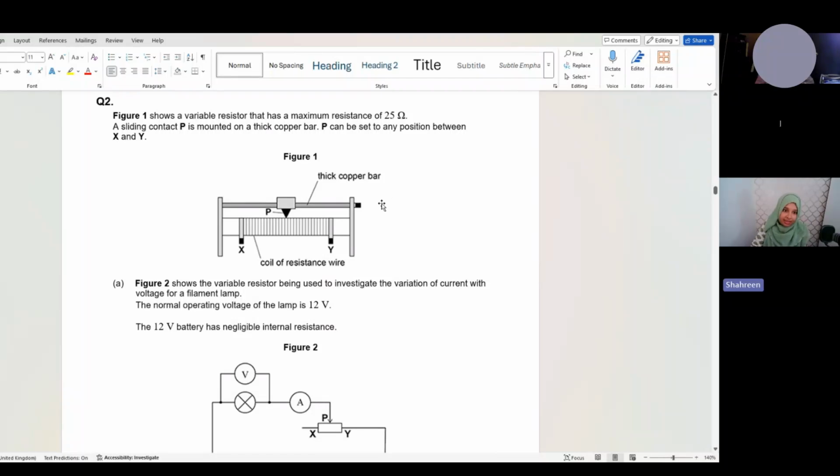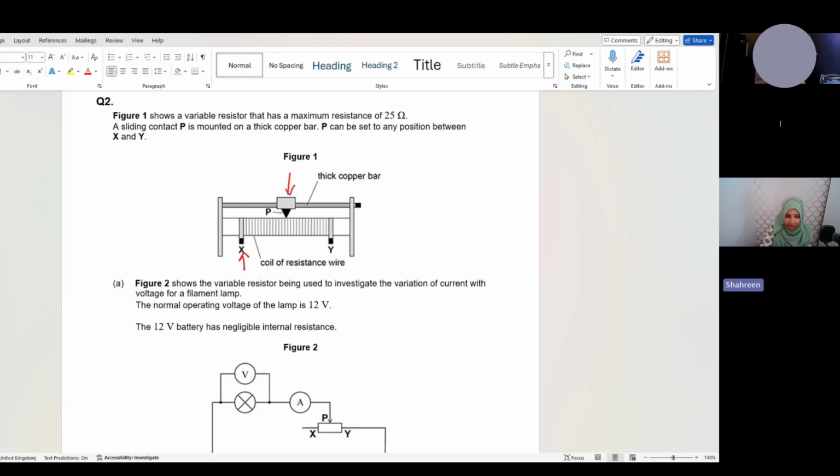Now, over here in this one, Figure 1 shows a variable resistor that has a maximum resistance of 25 ohms. So this is a variable resistor, which means it's a coil of wire, and you've got the slider on top, which is basically your connection. So let's say your circuit is connected to X, and then when you move the slider, you can connect however much of the wire you want.